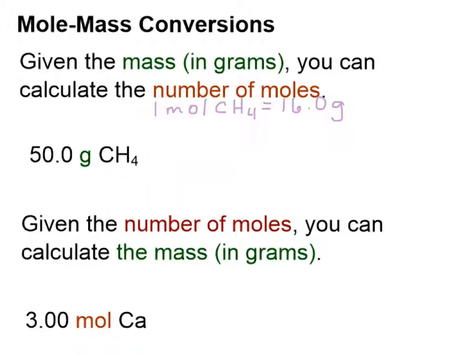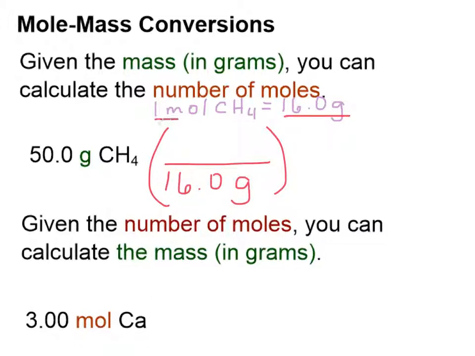I know that if I look at the periodic table, carbon has a molar mass of 12, and every hydrogen has a molar mass of 1.0. I'm just going to round to the nearest whole number here. And that means that I have 12 plus 1 plus 1 plus 1 plus 1 for my 4 hydrogens. It gives me 16 grams. So if that is my conversion factor, I can put my 16 grams on the bottom, and I can put my 1 mole of methane on the top.